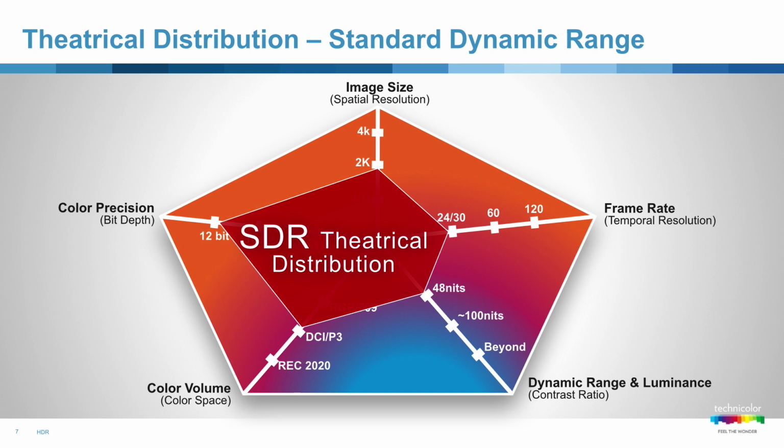24 frames, that may or may not change depending on who the creative is. 12-bit, we've been using 12-bit precision for distribution for DCPs. And P3 color, and 48 nits. Nits is a measure of brightness. So that's how white it can go. That, compared to how dark it can go, gives you your contrast ratio, which is your dynamic range.